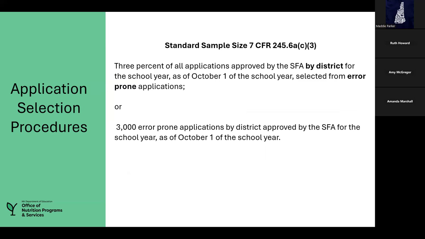Standard sample size. Application selection must be done by district. If using a computer system, verify the amount of applications selected for verification. If using an electronic system, make sure to round up. For example, if 5.14 applications are selected, round up to 6.